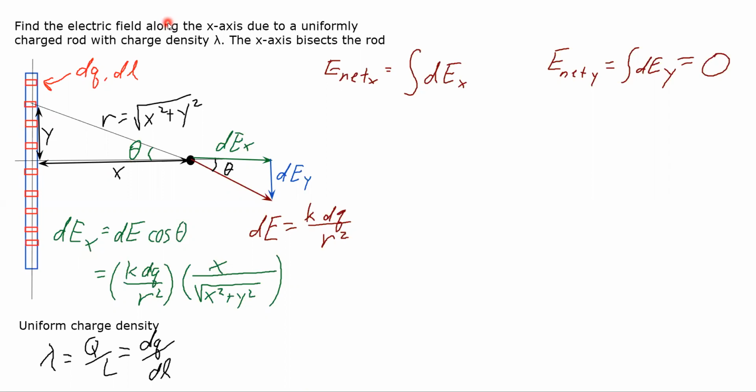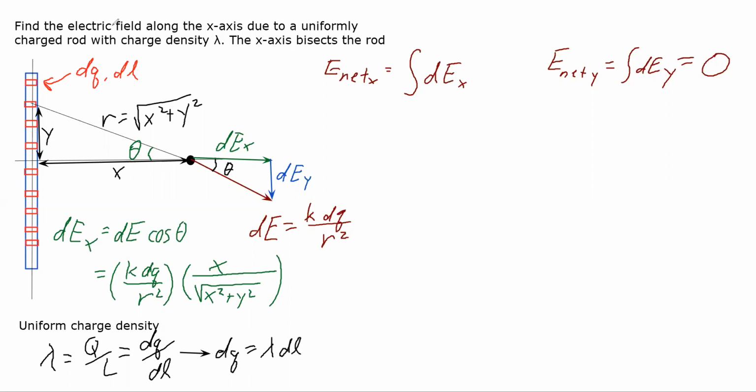So for example, I have k. K is just our constant that we talked about, Coulomb's constant. dq, well, what's dq? We could define dq in terms of the charge density. Down here, I said charge density, you could do charge over length, or dq over dl, which if I rearrange, solving for dq, I get lambda dl.